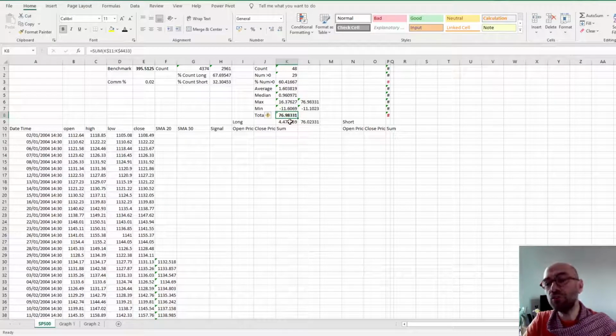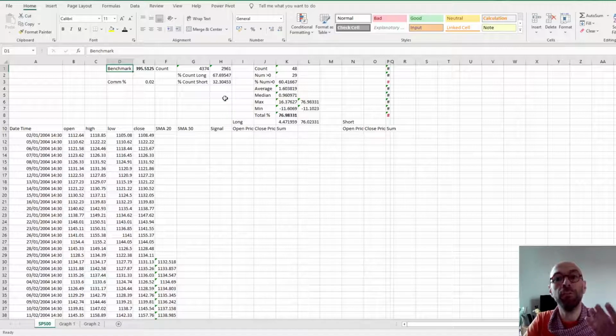A lot of people try to defend this approach, saying yes, but one of the benefits is that you're not in the market the whole time, because obviously if you buy and hold, you're in the market the whole time, so you're exposed to greater risk. Well, if you calculate how many days you're in the market, out of a total of 4,374 market days, you're actually invested 2,961 days.